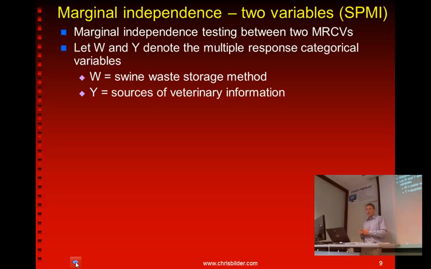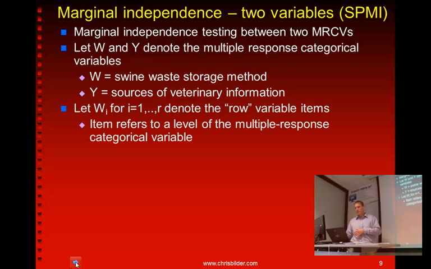Let W and Y denote our MRCDs of interest. In this case, let W denote the row MRCD, swine waste storage method, and Y denote the column MRCD, sources of veterinary information. Let W sub i, for i equal 1 to R, denote the row variable specific items that you can pick from. For example, W1 is lagoon, W2 is pit, and so on.